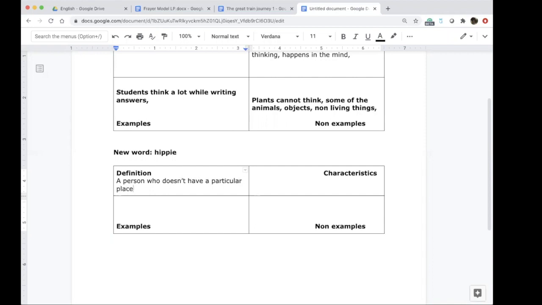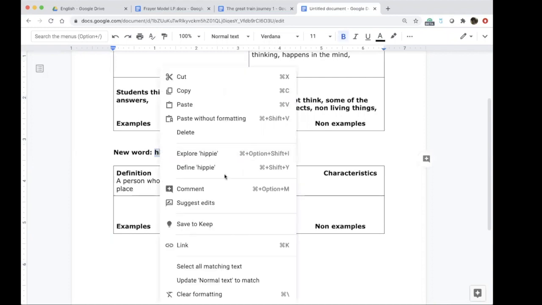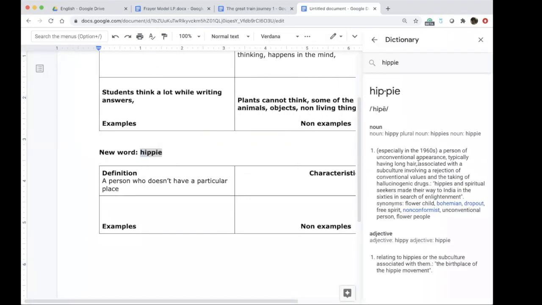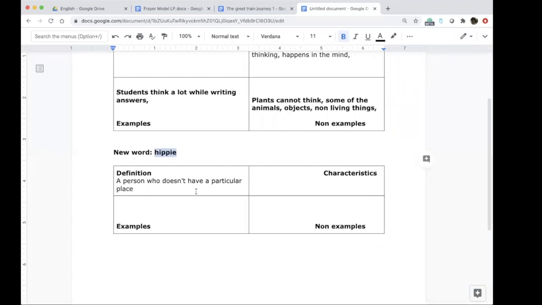Okay, that's a definition, but we can just make sure by doing a quick Google search. Okay, a person who doesn't have a particular place. So we can go with this definition of the word. What is the next step, Srinivas?